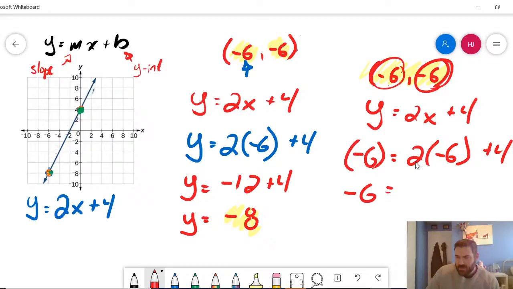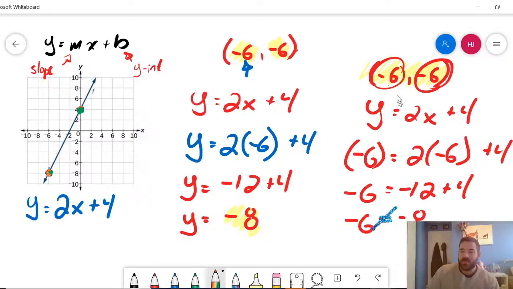But let's simplify this right side. So 2 times -6 is -12, plus 4. -6 is equal to -12 plus 4, which is -8. That doesn't work. Those don't equal each other. And so that is not a point that lies on the line.